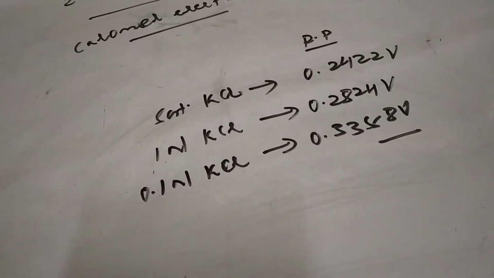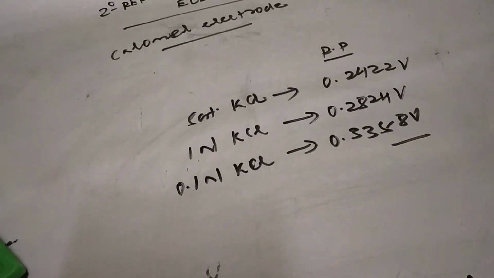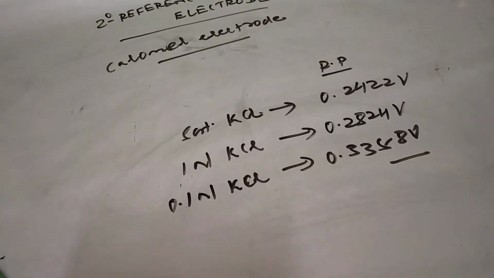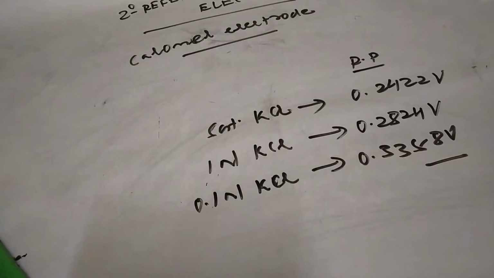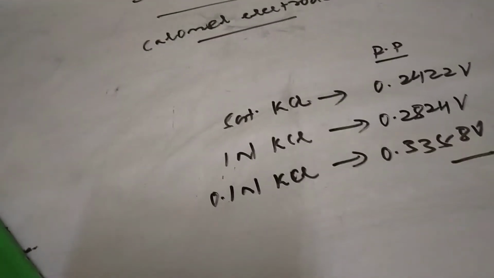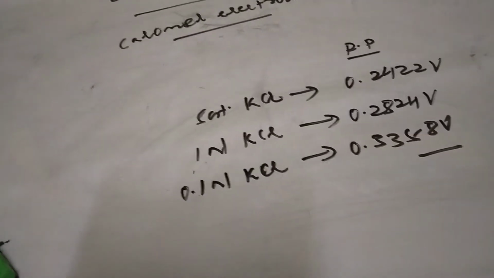Now I will go for one of the applications of the calomel electrode, how we can use this calomel electrode to detect the pH value. How can we use this calomel electrode to detect the pH value?